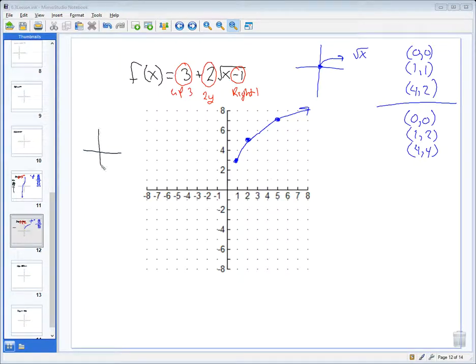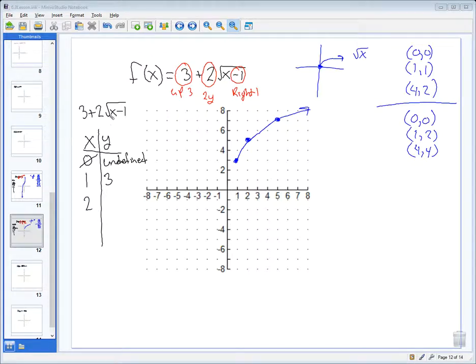Now again, you could always get these exact same points just by plugging in numbers for x. Notice if I plugged in a 0, I would be square rooting -1. And I can't square root -1, that's imaginary. So that doesn't actually work, it's undefined. So I do have to start at 1. 1 minus 1 is 0. Square root of 0 times 2 is still 0, plus 3. So I get the point (1, 3).